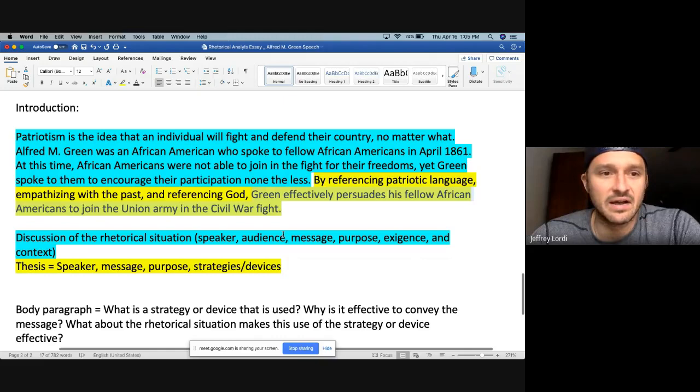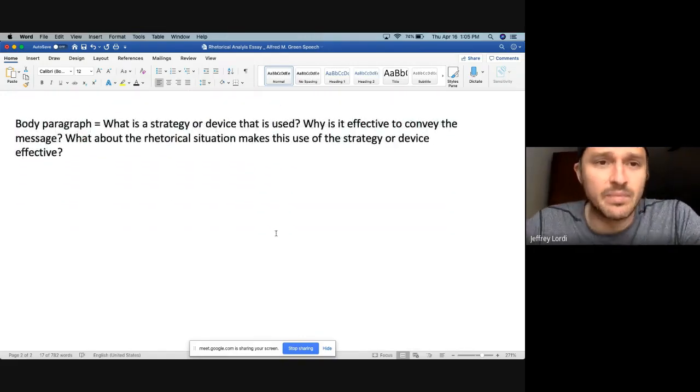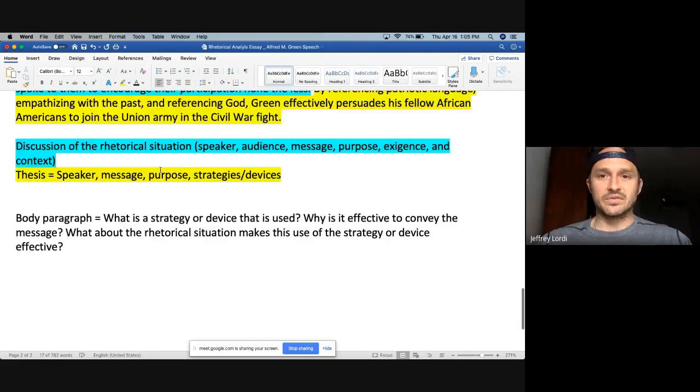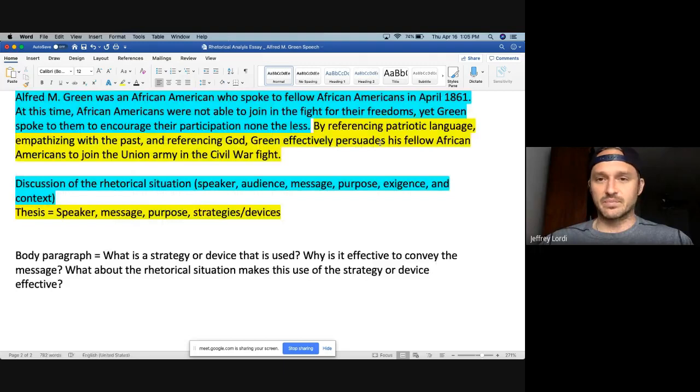Now today is really just about the body paragraph. So every body paragraph, you have to clearly discuss what is a strategy or device that's being used. This is why with the thesis statement, giving your three examples should break it down for you. So patriotic language will be the one that I'm going to focus on today because that's the first one. And that would leave you with empathizing with the past and referencing God.